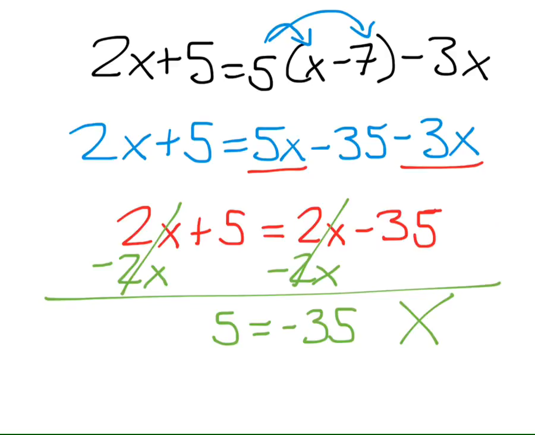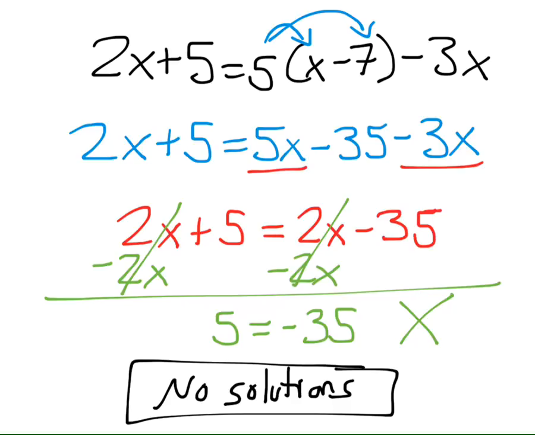So when this happens, and your variables disappear and you're left with a false statement, we call that no solutions. There are no solutions to this problem. There's nothing that you can plug in for x that would make this equation true, because whatever you plug in, it's going to give you something at the end that's false.